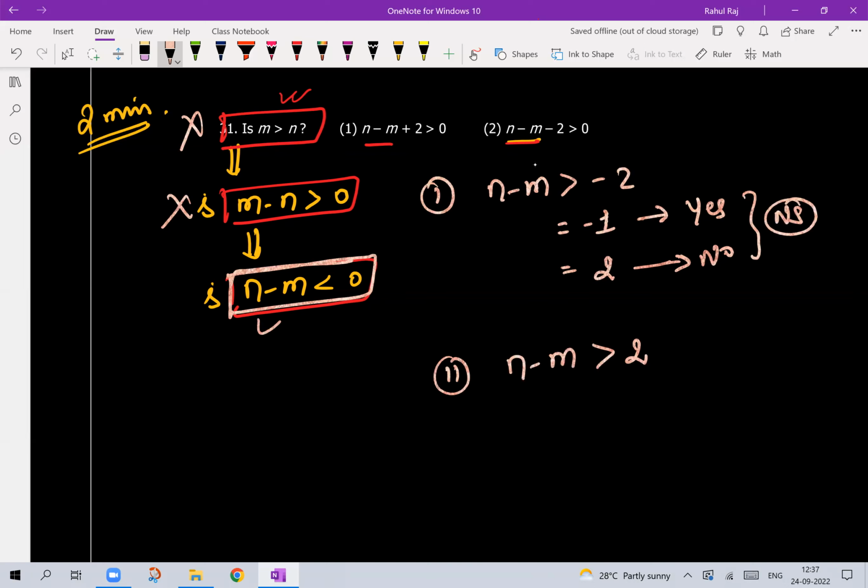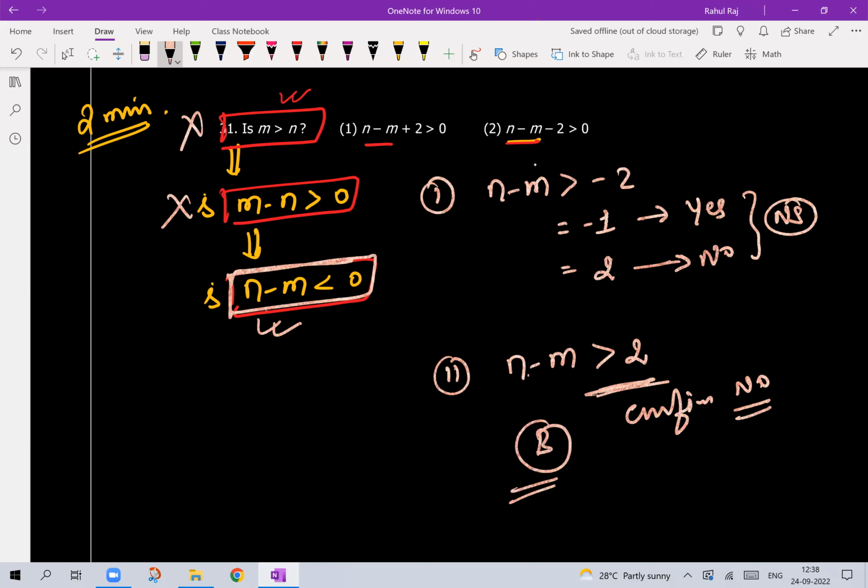Now my question is what? Is n minus m less than 0? It says n minus m is greater than 2. So from here I can 100% say it is a confirmed no answer. Because when n minus m is greater than 2, it could be 3, 4, 5, 6, 7 to infinity. The question is, is n minus m less than 0? So statement number 2 gives a confirmed no answer. So this is sufficient to answer the question.